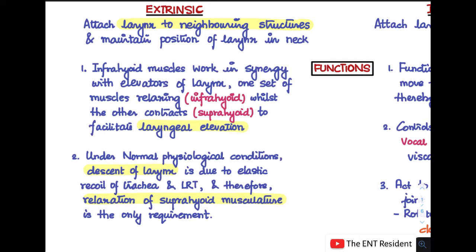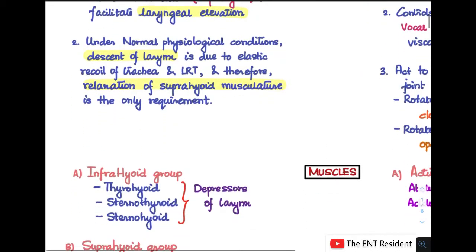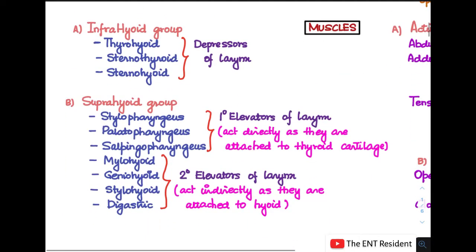So we see that there are two functions. One is laryngeal elevation, which is happening while the suprahyoid muscles contract and the infrahyoid muscle relaxes. And secondly, the descent of larynx, which happens only because of the relaxation of the suprahyoid musculature. Now, what are these suprahyoid and the infrahyoid group of muscles? First the infrahyoid group, they are all depressors of larynx. Now there are three infrahyoid group of muscles. They are Thyrohyoid, Sternothyroid and Sternohyoid, whereas suprahyoid group can further be divided into two.